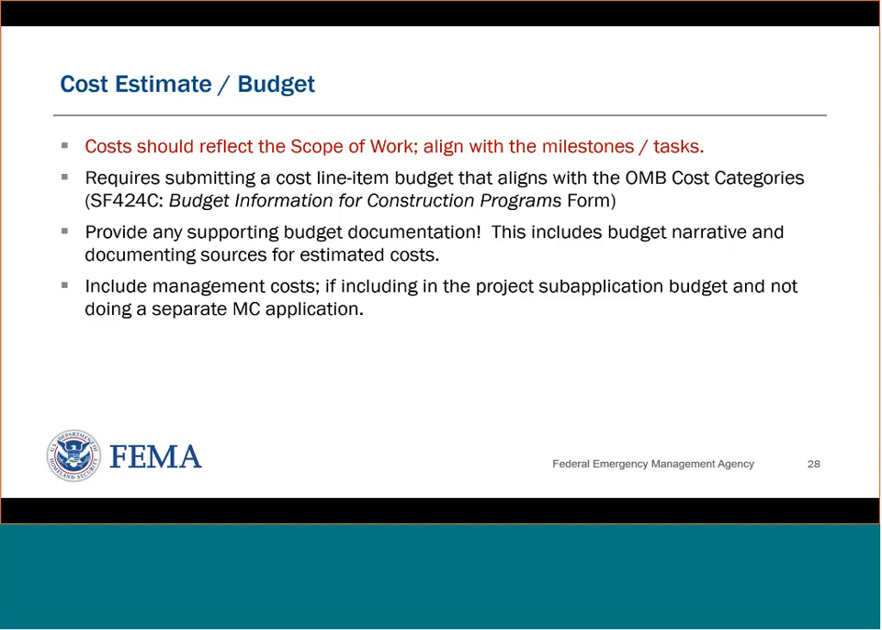The cost estimate, or your budget. Your costs should reflect your scope of work and align with your milestones and tasks. Now, we have a form that can help you do that, and it's the SF-424C, Budget Information for Construction Programs form. You can find this on grants.gov. If you look under the SF-424 family of forms, this will help your project align with the Office of Management and Budget cost categories for construction programs.